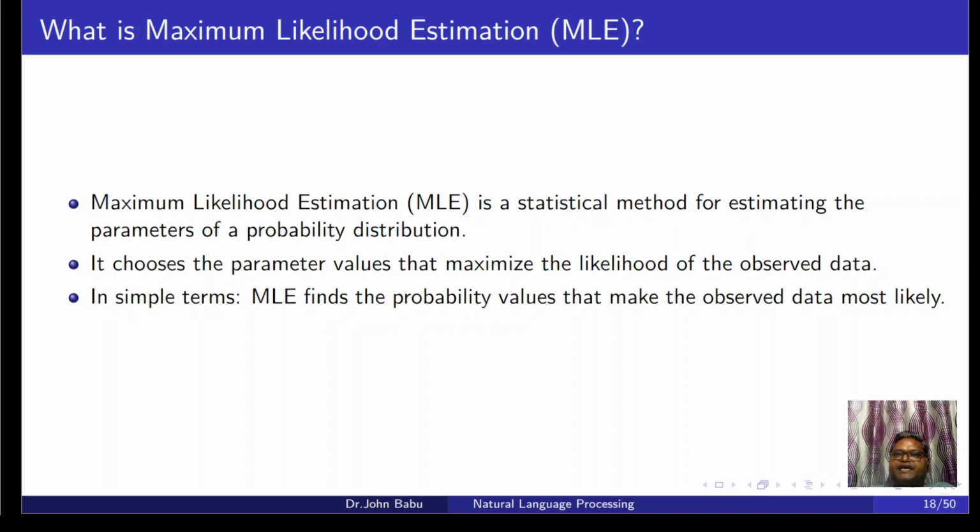Suppose you were doing a cancer test. What will be the Bayes probability, given the test is positive, that a person will have cancer? That is the probability you are going to calculate. What is the likelihood there? What is the likelihood that a person having cancer will get a test result as positive? That is the likelihood.